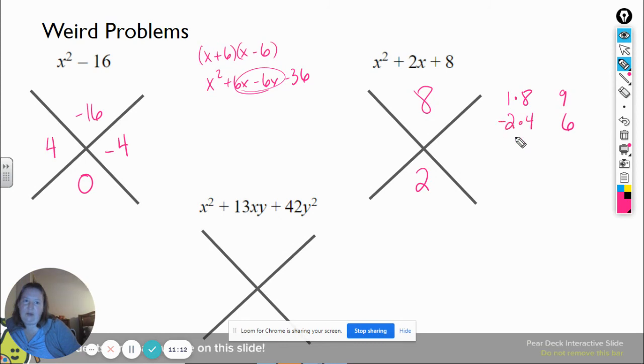Say we made this one negative. -2 times 4 is going to give us -8. Are we looking for -8? No. So in this case, there are no numbers that are going to work for this. This is called prime. Prime. So when there are no numbers that will multiply.